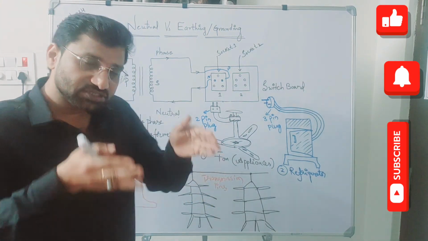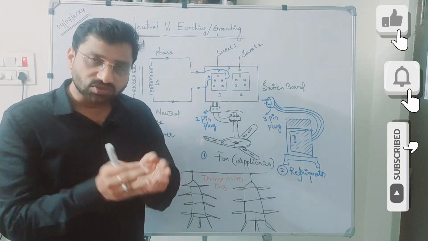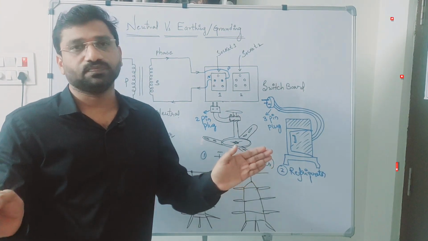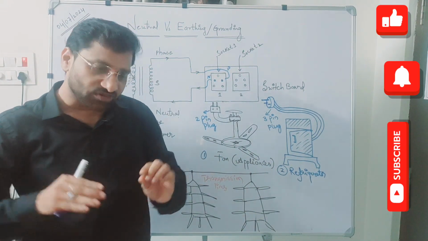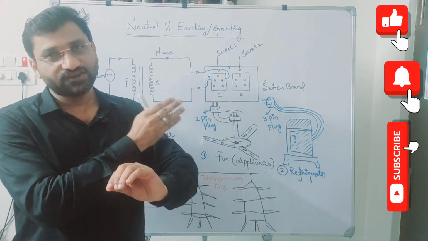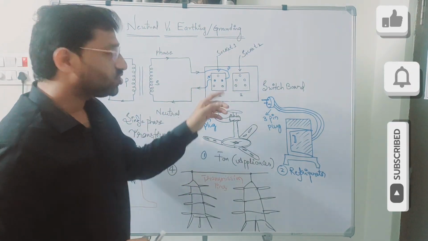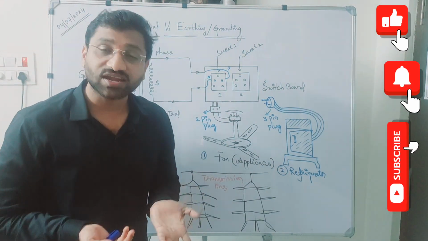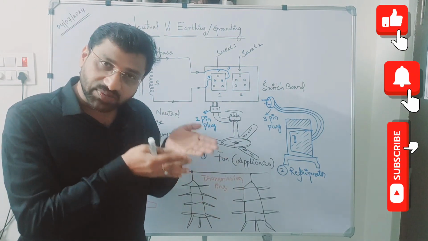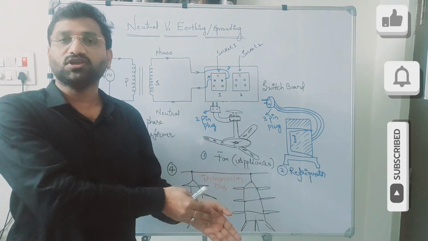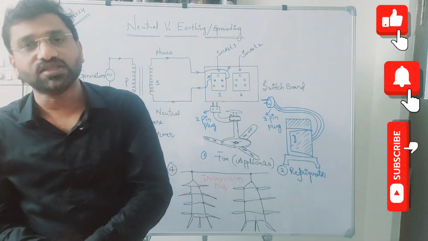That means when the circuit is not closed, the neutral carries no current. When the circuit is closed, it has to be closed only with the help of neutral. Therefore, at that point of time, neutral also carries current. Now, what is the current carried by neutral? Whatever the amount of current that is carried by the phase wire, the same amount of current is going to be there in the neutral wire.